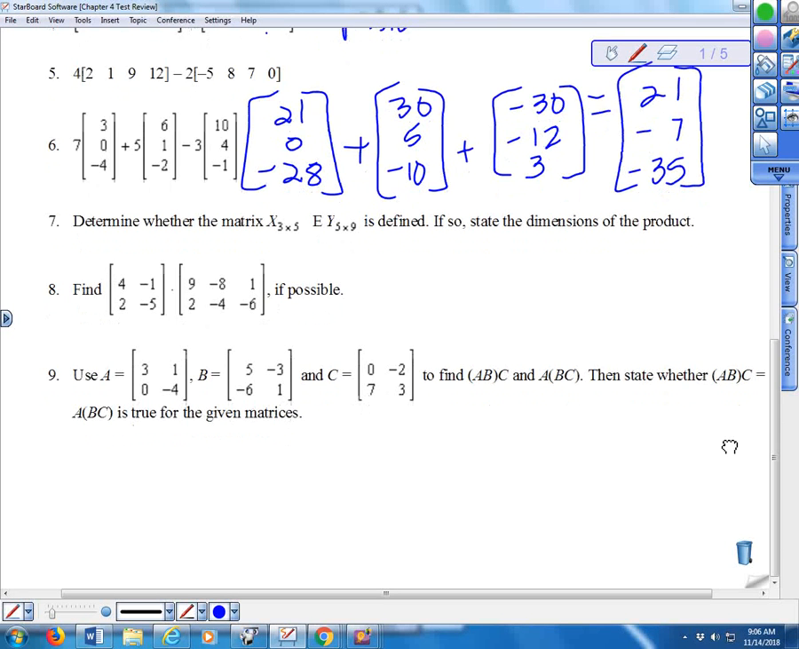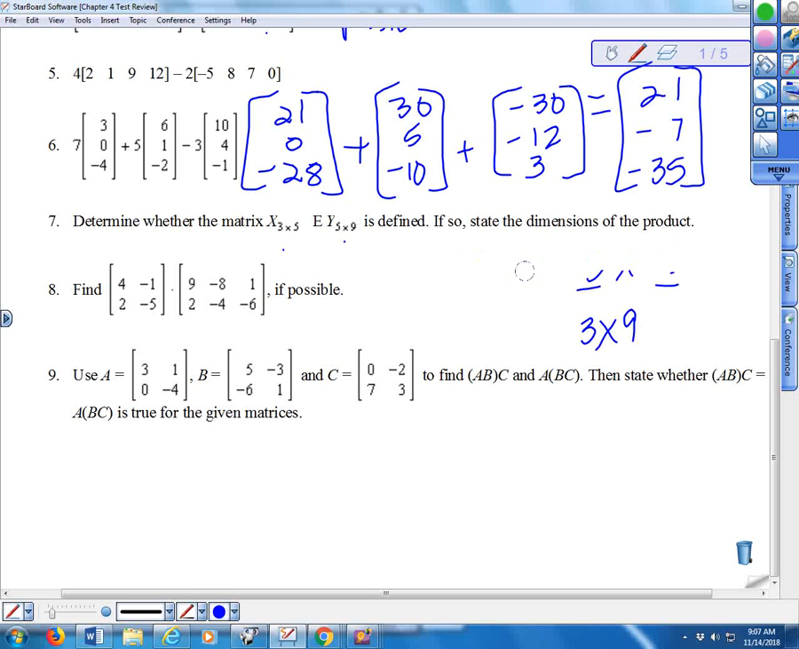All right, number 7, determine whether a 3 by 5 times a 5 by 9 is defined. So these two are the same, so it is, and the resulting matrix is a 3 by 9. So the answer is yes, and it's a 3 by 9.